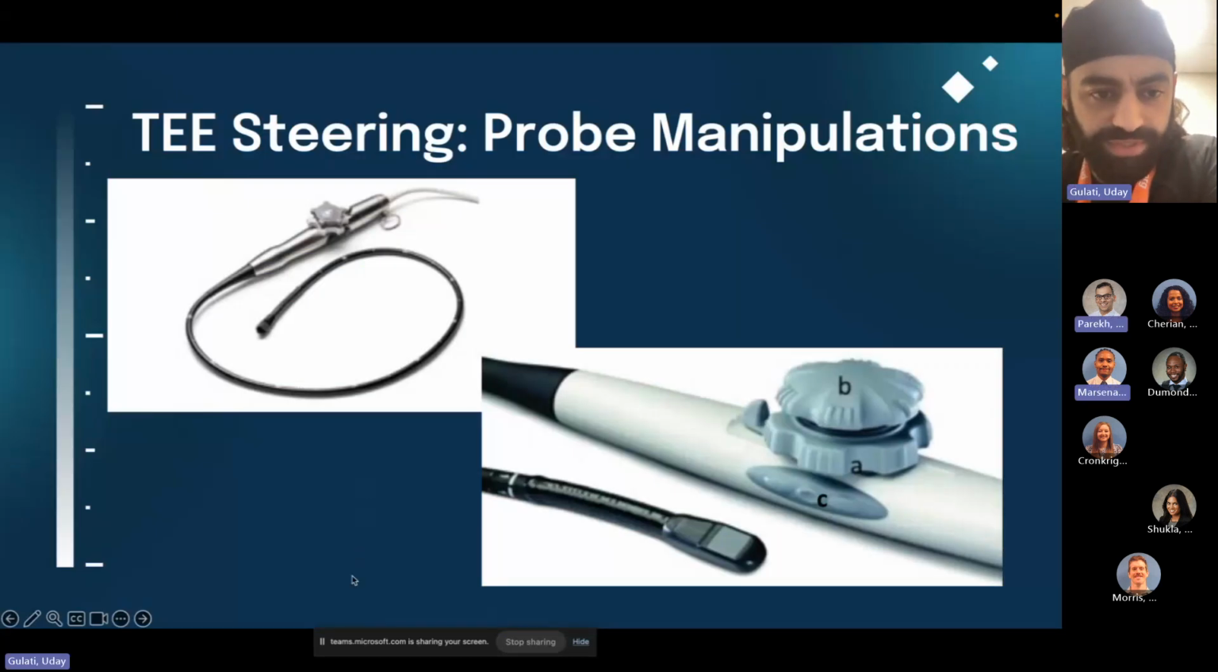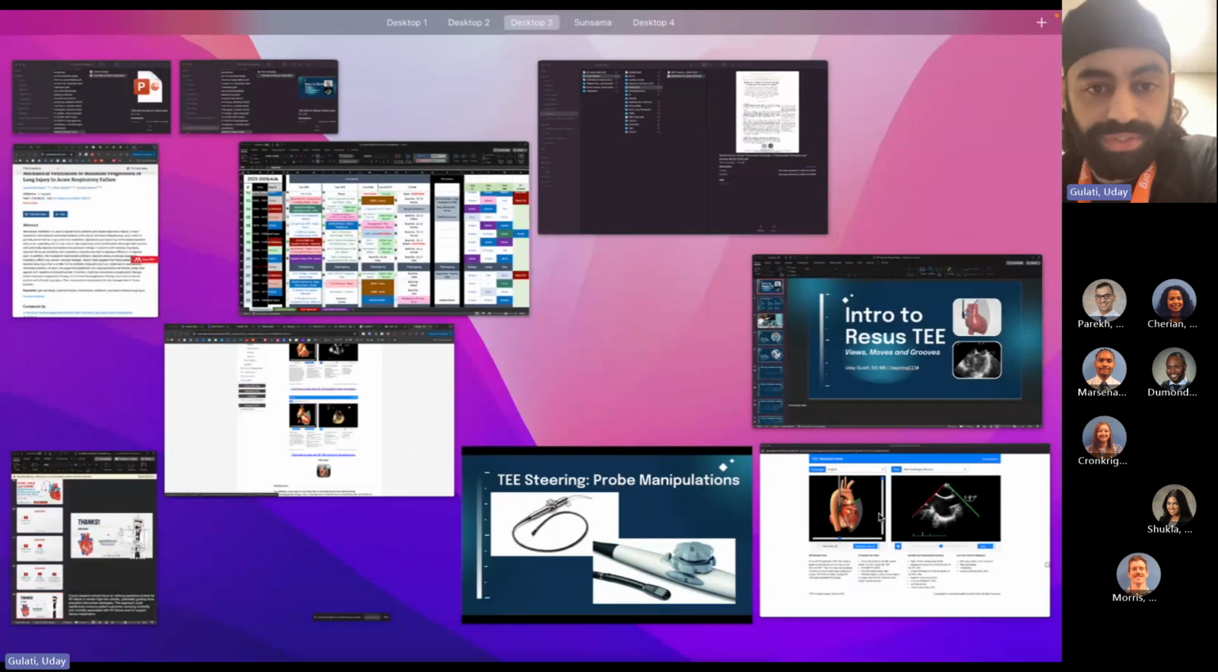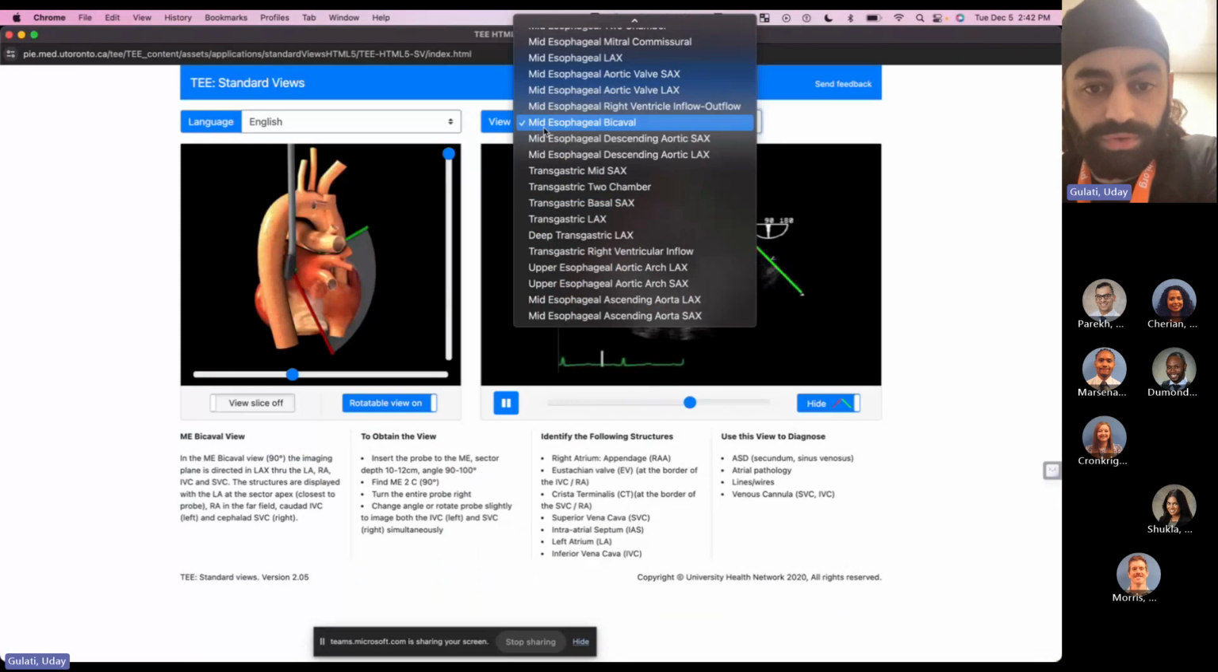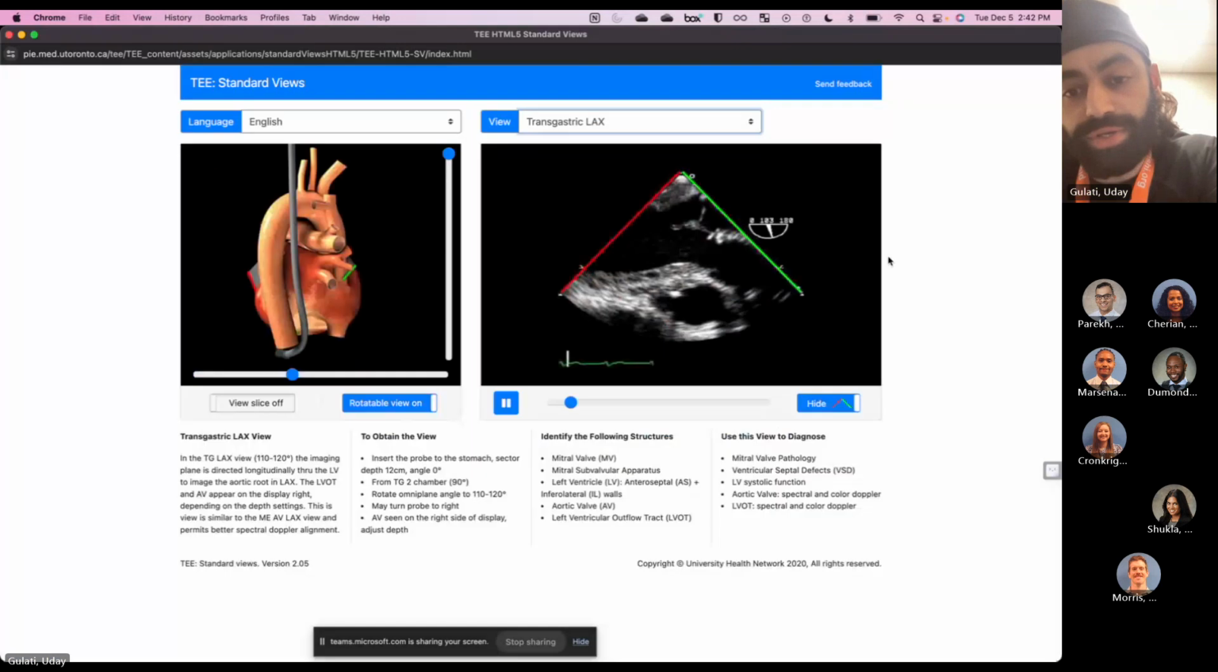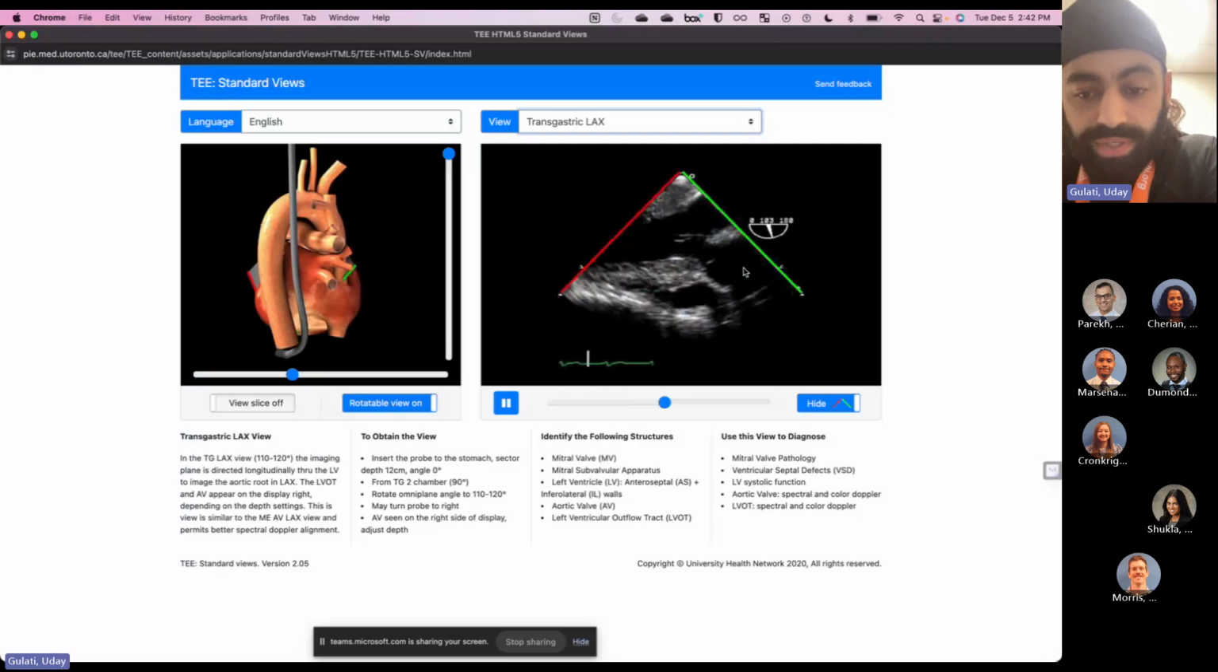So these views won't help me get a cardiac output, though, will they? For that one, what you're going to do is actually look at this view. You're going to go to that transgastric view, and then you're going to get that long axis view. So now you're more in line with your LVOT VTI, and you can put the probe this way, and then you can calculate your cardiac output.